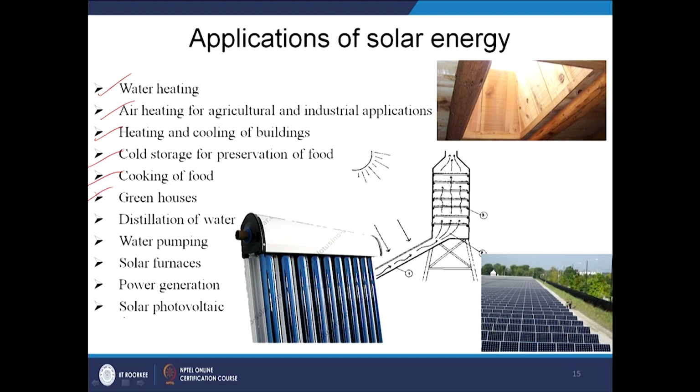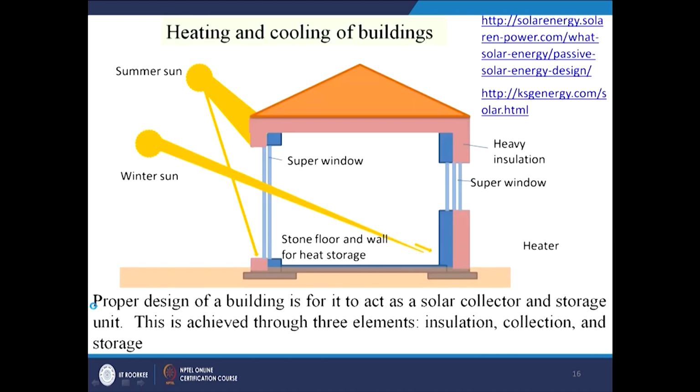As I have told, we have to design the building in such a way that it consumes a lesser amount of energy. Then there are distillation of water and water pumping, solar furnaces, and then power generation and solar photovoltaic. These are the two latest developments in solar technology, power generation and solar photovoltaic. We will discuss those parts in the next class. And now we see the heating and cooling of buildings, how this can be done.